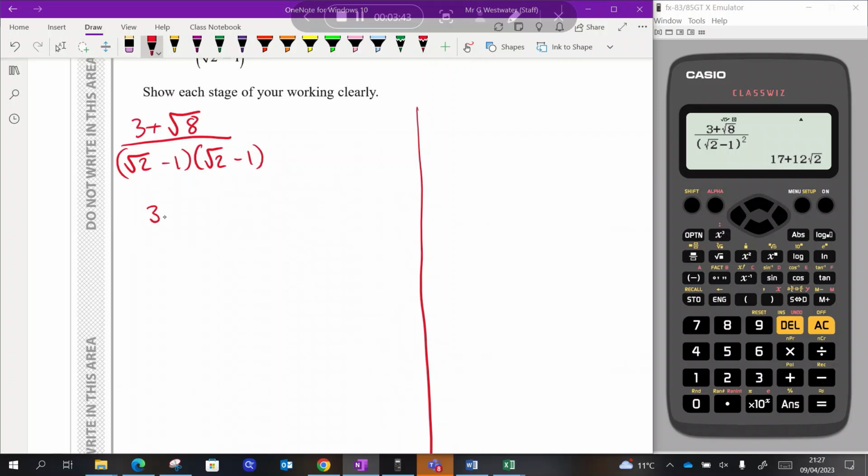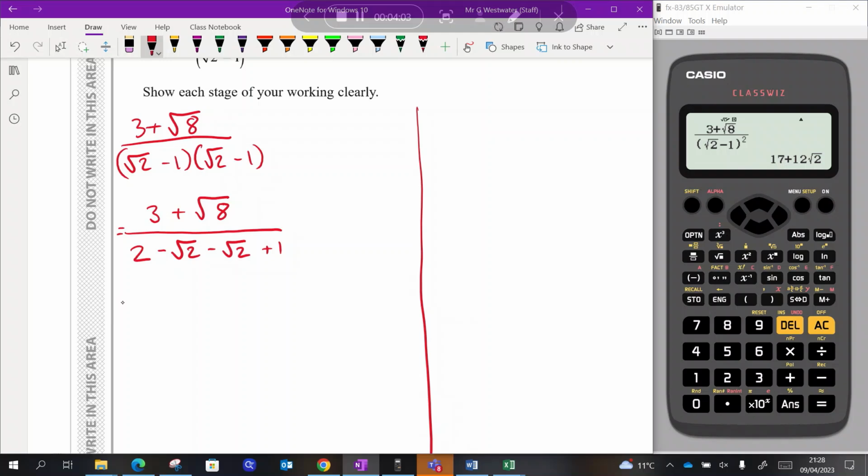So 3 plus root 8 over root 2 times root 2 is 2, and then I've got minus 1 times root 2, so minus root 2, and I've got minus 1 times root 2 over here, so minus another root 2, and I've got minus 1 times minus 1 for a plus 1.